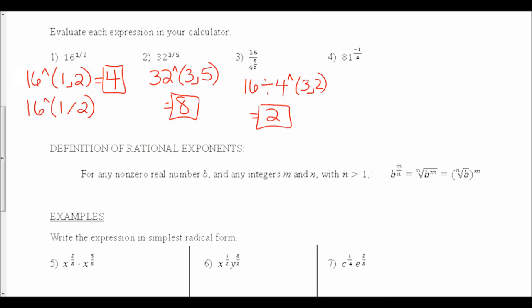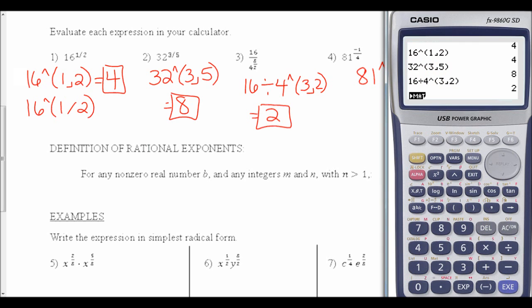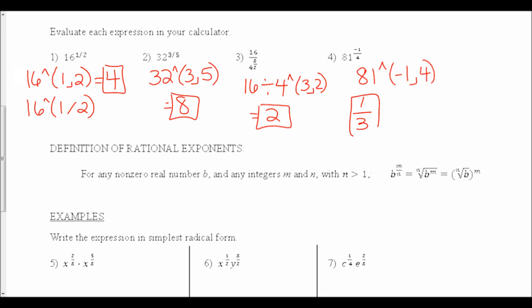The last one, 81 to the negative 1/4 power, I'm going to put in my calculator as 81. I'm going to use the negative 1/4 in my fraction for my exponent. And that gives me 0.3 repeating. If I want a fraction for this answer, I can hit the FD button on my calculator. On my calculator, that was right here, FD, and that will turn it into a fraction, which is 1/3. If you're using your TI, by the way, you could do math, enter, enter, and turn that 0.3 repeating into a fraction as well.